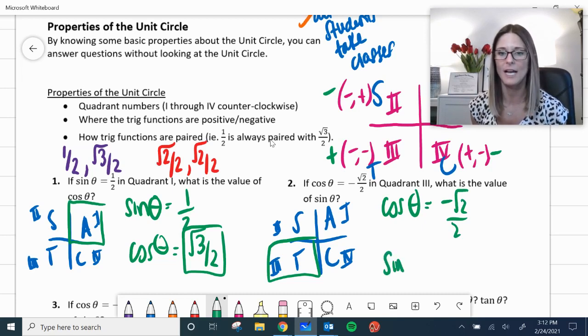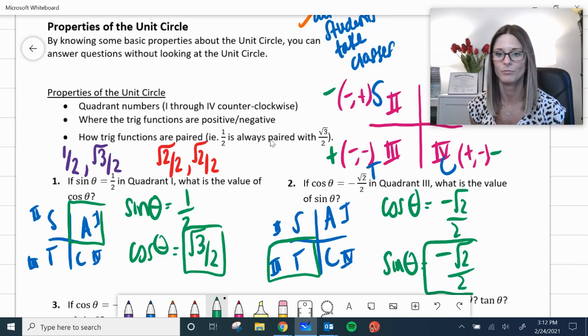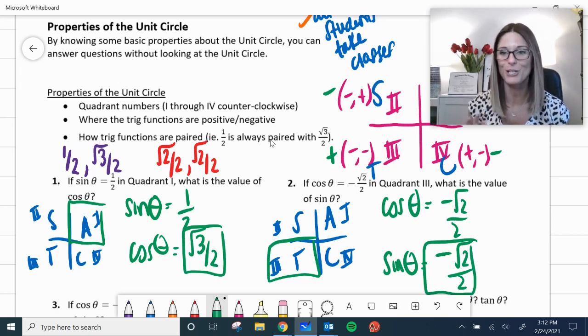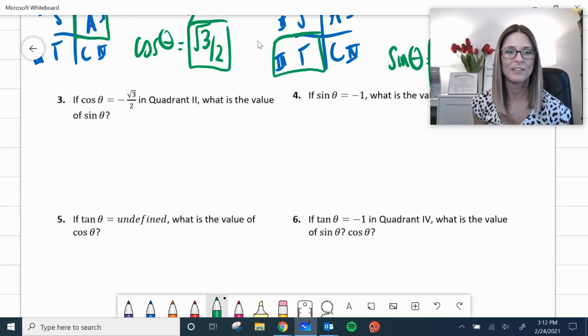And they want to know what is sine theta. Well, I know because we're in the third quadrant, it's going to be negative. And my special marriages, a square root of 2/2 is always paired with another square root of 2/2. I didn't need my unit circle. I just knew my pairings and I knew my quadrants. Pretty snazzy, huh?